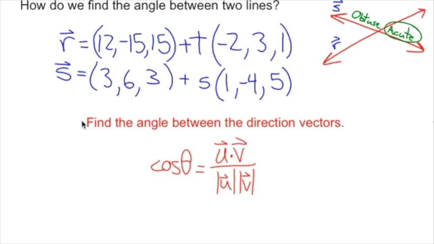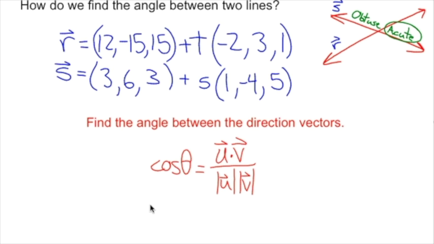The nice thing is, though, for this application, when we're talking about the angle between them, we're going to use this formula that we've used in the past, but we need to use it with the direction vectors. When we're looking for the angle between two lines, we need to consider what direction they are going. So that's why we're going to use the direction vectors. So when we do u dot v over magnitude of u times magnitude of v, we're going to be using the vector negative 2, 3, 1 and the vector 1, negative 4, 5.